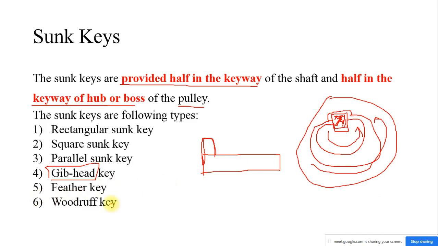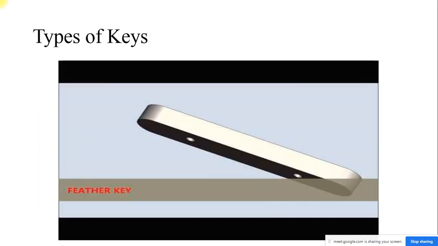And then feather key and Woodruff key. Woodruff key will be like this, somewhat in cross section would be like this. But the purpose of all these keys is the same, except the particular cross section is different. Okay, next I have given you a small video graphic here which explains all the different types of keys.